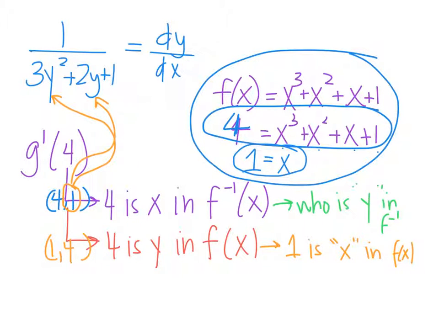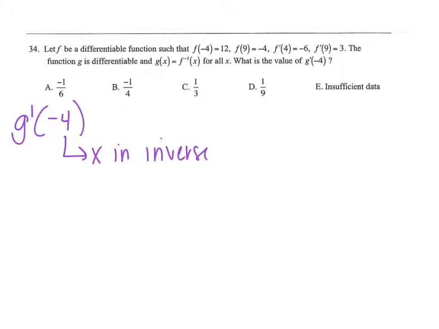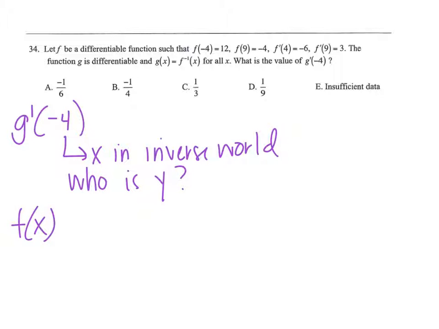Let's try another one. All right, here's number 34. Let f be a differentiable function such that all these rules apply. The function g is differentiable and g of x is the inverse of f. What is the value of g prime of -4? Okay, g prime of -4. This is x in inverse world. If it's x in inverse world, who is y? -4 is x in inverse world. Who is y? So where is f of x equal to -4?